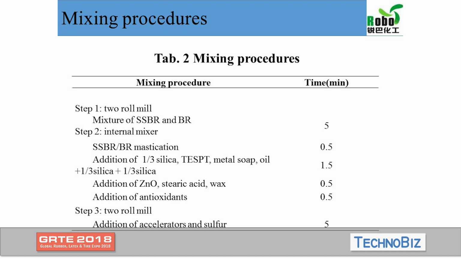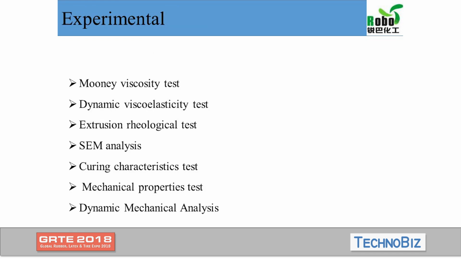Silica was added in 3 times in a small internal mixer. And the TSPT and the metal soap were added together with 1/3 silica in the first addition. We have done the following experimental tests, including Mooney viscosity and the Payne effect, capillary rheometer test, SEM analysis, curing characteristics, the mechanical properties, and the DMA test.